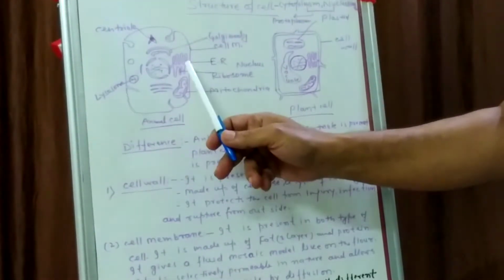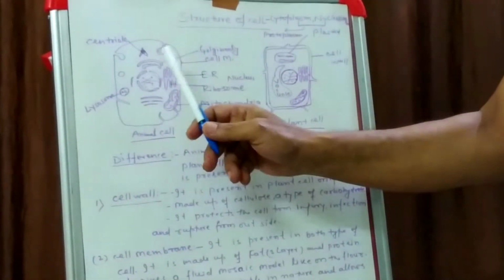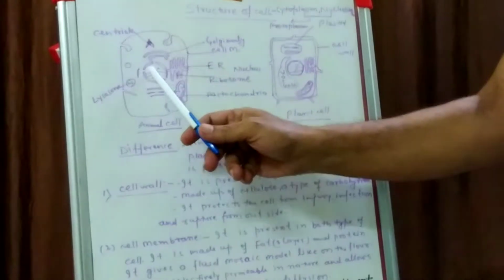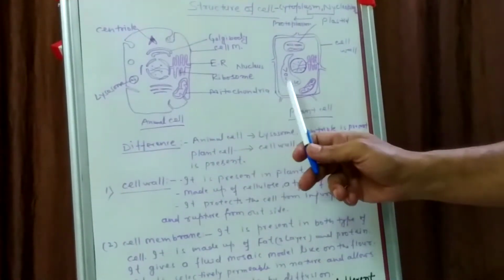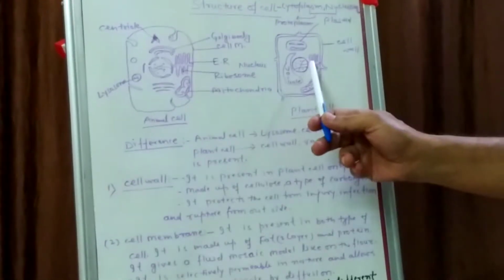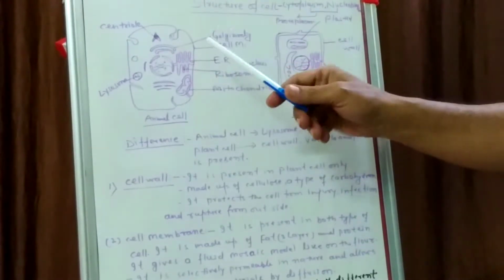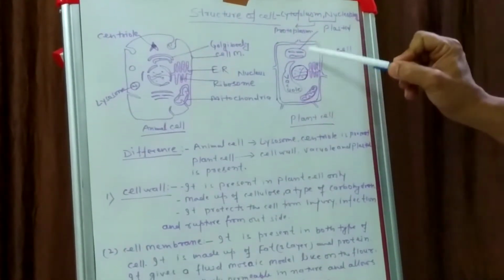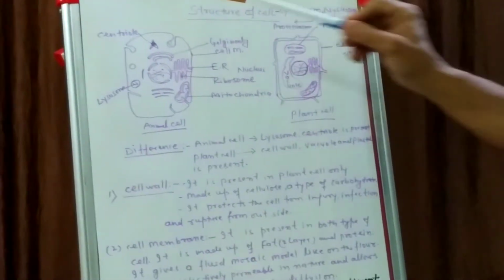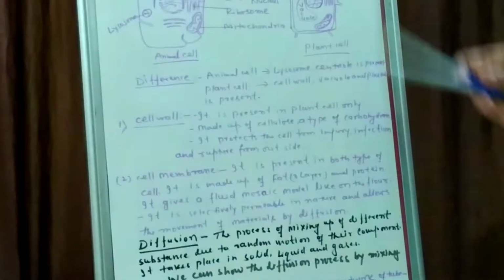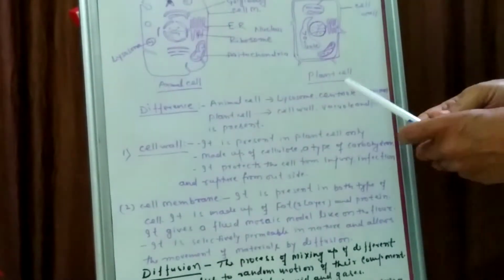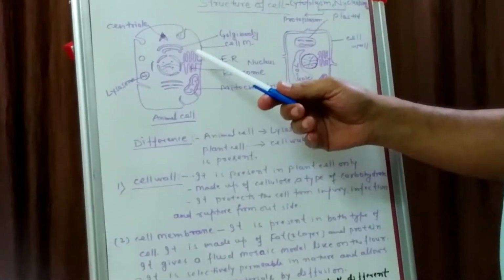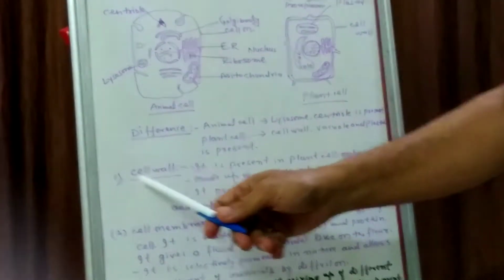For example, you find endoplasmic reticulum, Golgi body, the nucleus, and mitochondria. All these are present in both plant cell and animal cells. But the rest of the things like cell wall, lysosomes, vacuoles, plastids, these are differences between these two cells. Now we will go one by one to know the structure and function of different components of the cells. Now first, that is the cell wall.